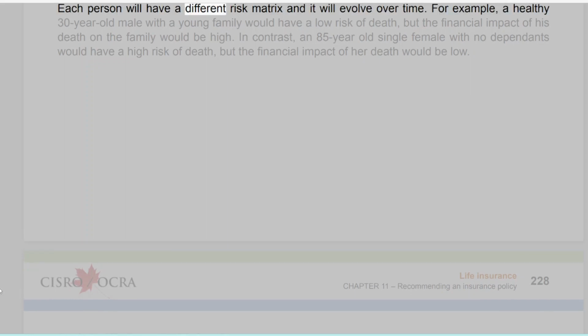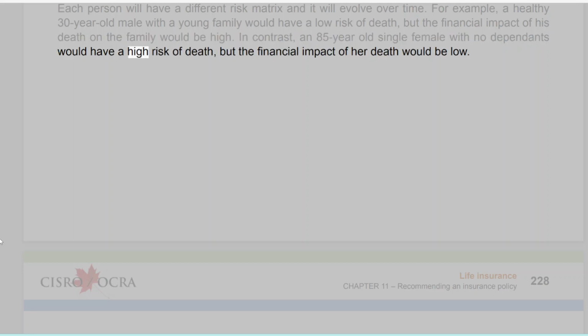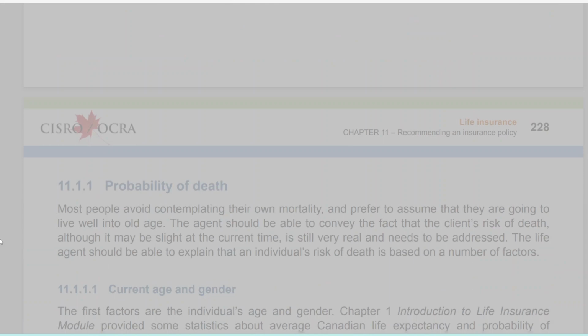Each person will have a different risk matrix and it will evolve over time. For example, a healthy 30-year-old male with a young family would have a low risk of death, but the financial impact of his death on the family would be high. In contrast, an 85-year-old single female with no dependents would have a high risk of death, but the financial impact of her death would be low.